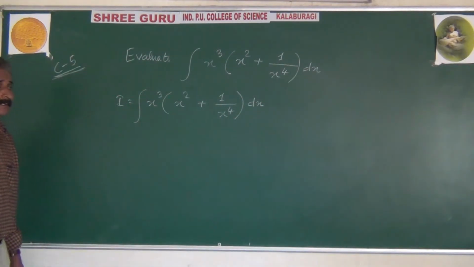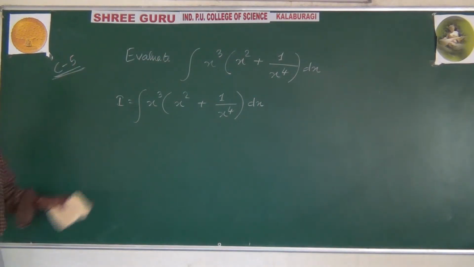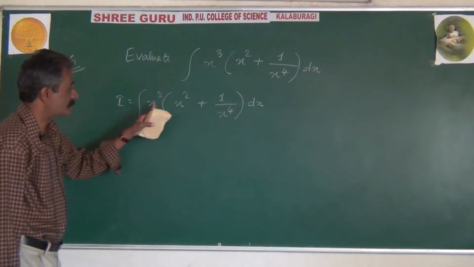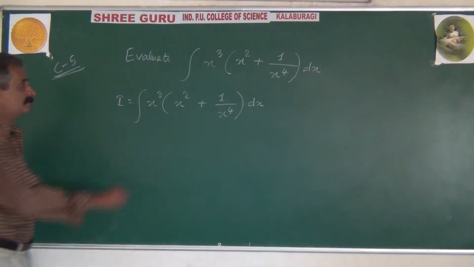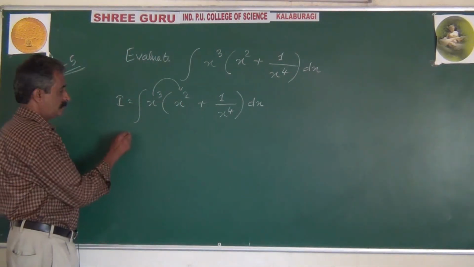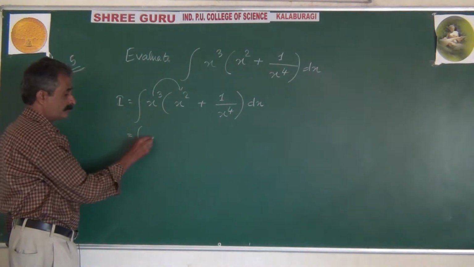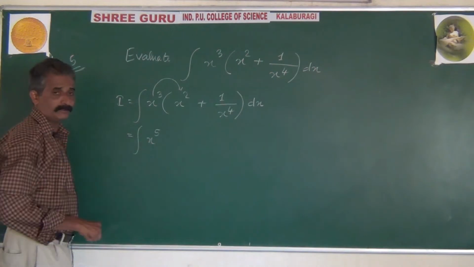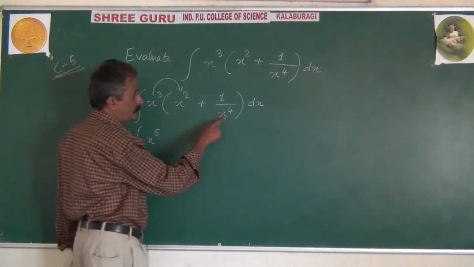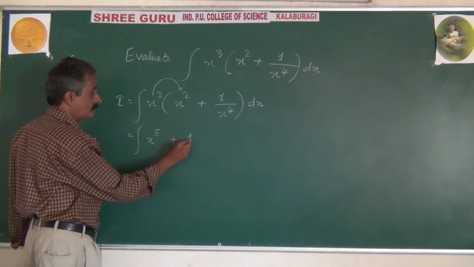Easily we can expect that for this arrangement we don't have a formula of integration, and we can't even break it into two integrations because there is an extra product of x cube. We first open the bracket with x cube. After opening the bracket, x cube into x square will become x to the power of 5, because 3 plus 2 is 5. And here x cube divided by x power 4, x cube cancels out, leaving 1 divided by x.